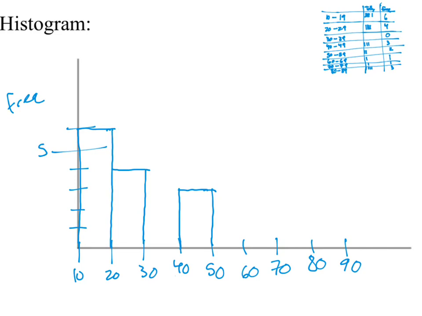And then my next one is 2, so I'm going to draw one that's 2 tall. There's one number in the 60s. There's one number in the 70s. And then there's 3 numbers in the 80s. So I'm going to make mine 3 tall there. Notice no spaces between the bars.